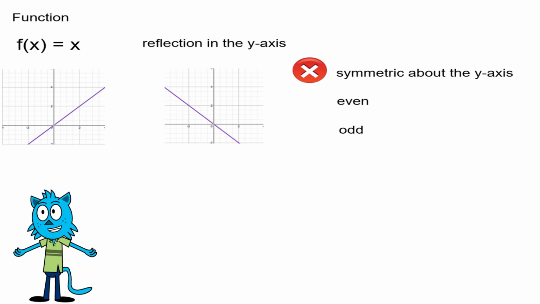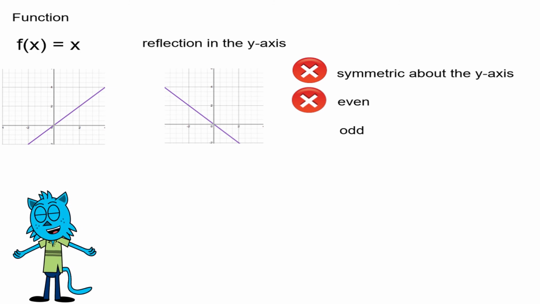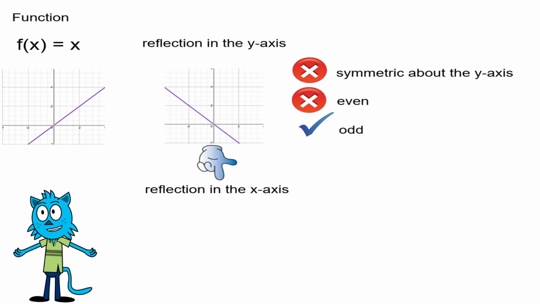If it's not symmetric across the y-axis, then we know it's not even, and then it might be odd. So that's what we're going to have to look into next. Is this function an odd function? Let's take a look. If it is going to be odd, we need to reflect it across the x-axis now to see if we get back our original function. So, reflection across the x-axis, what does that look like?